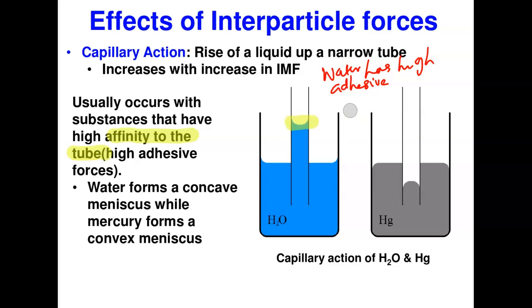On the other hand, when you compare that with mercury, remember mercury is the only metal that is liquid at room temperature. Mercury wouldn't want to rise up a tube. Because it doesn't want to stick to this tube, it forms a convex meniscus and will not rise as much as water. The reason is that mercury has a very low adhesive force, while water has a high adhesive force.